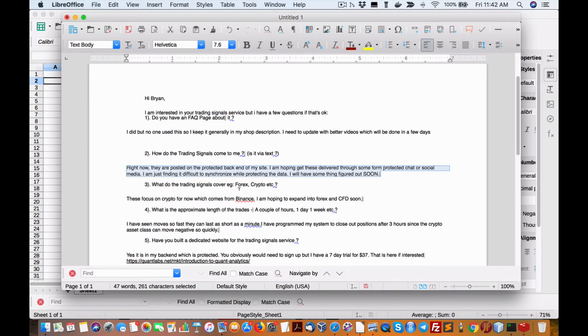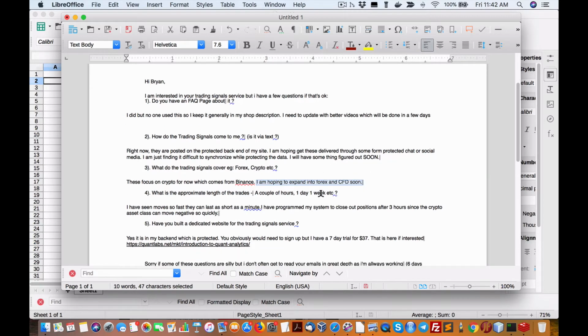What do the trading signals cover? Forex, crypto. These focus on crypto for now, which comes from Binance, the world's largest exchange. And as I said before, I'm hoping to expand it into Forex and CFD soon. That will come from pretty well the largest broker on the planet, which is Oanda. I'm not a big fan of them, but that's only a concern when you are using stop losses. Everything's all virtual. You don't even use stop loss in the current strategy I'm currently using. Oh, my alert works. Hooray.